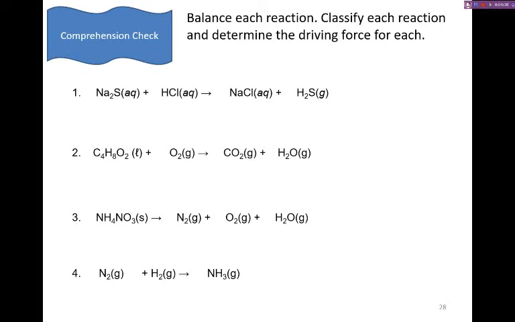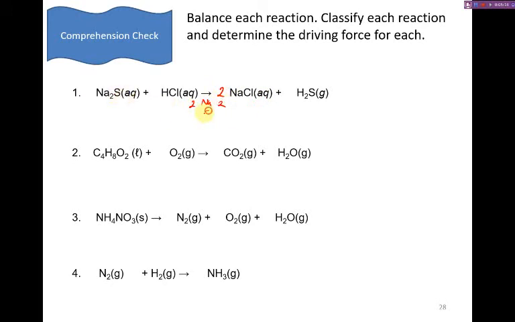Welcome back. So when balancing, you want to pick a given element that only shows up in one molecule or one place on each side of the reaction. For this first one, it doesn't actually matter which one you start with, because sodium only shows up once in the reactants and once in the products. Sulfur is the same. Since that's the case, I'm just going to arbitrarily pick sodium. So we have 2 sodium on the left. We have one on the right, so now we have 2.